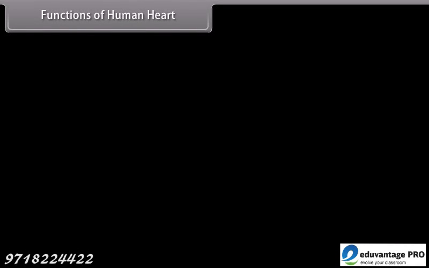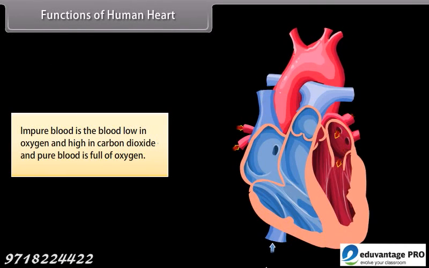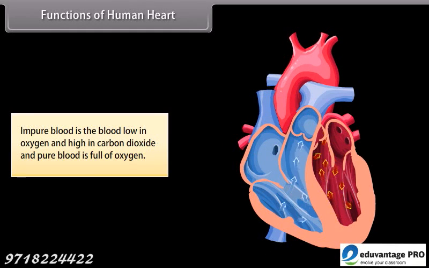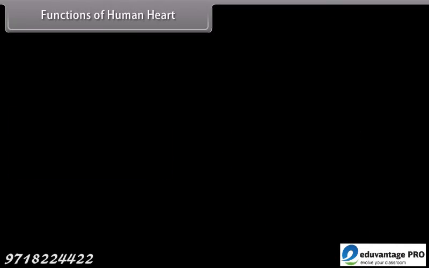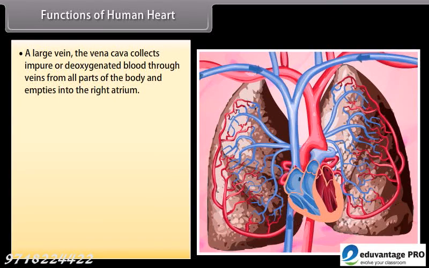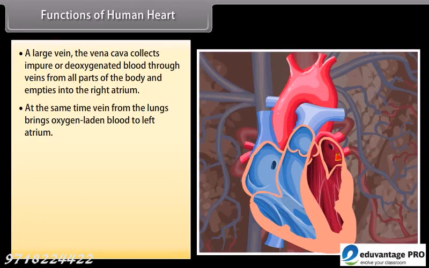Functions of human heart. Impure blood is the blood low in oxygen and high in carbon dioxide, and pure blood is full of oxygen. A large vein, the vena cava, collects impure and deoxygenated blood through veins from all parts of the body and empties into the right atrium. At the same time, vein from the lungs brings oxygen-laden blood to left atrium. At this time, all the 4 chambers of the heart are relaxed.